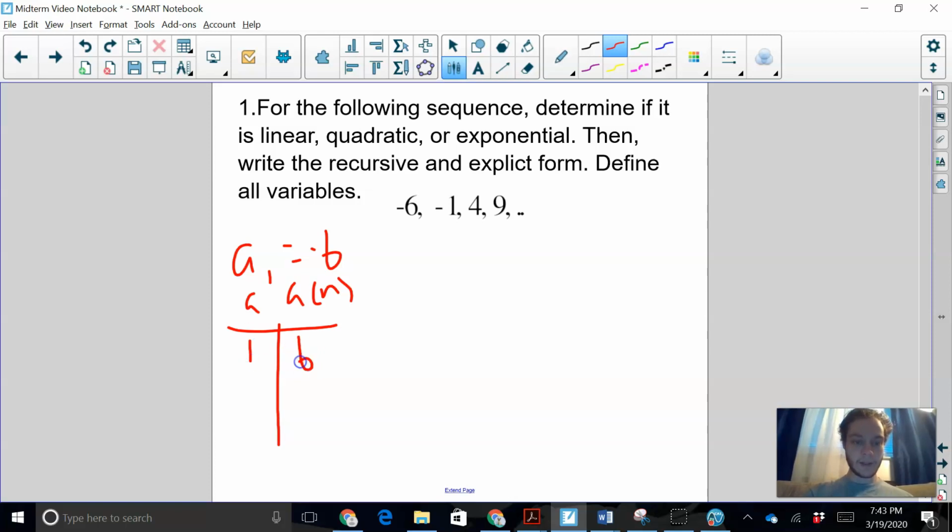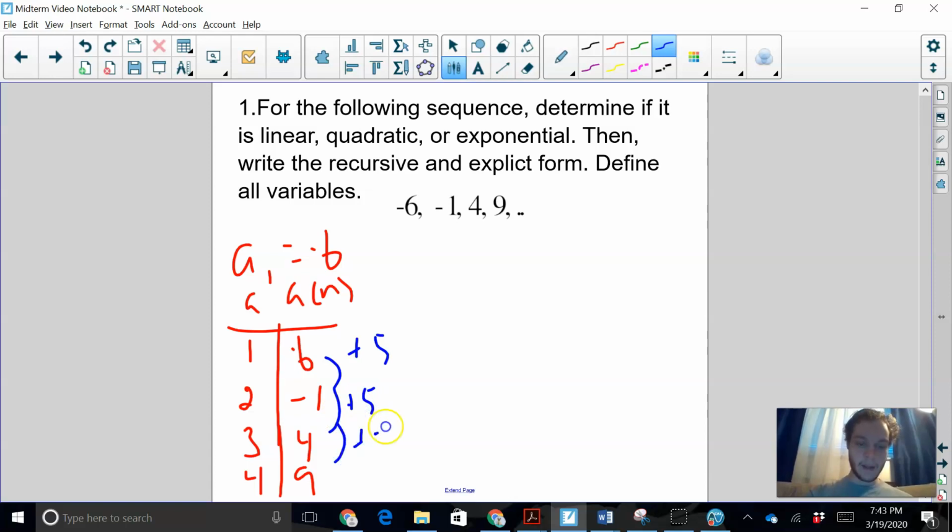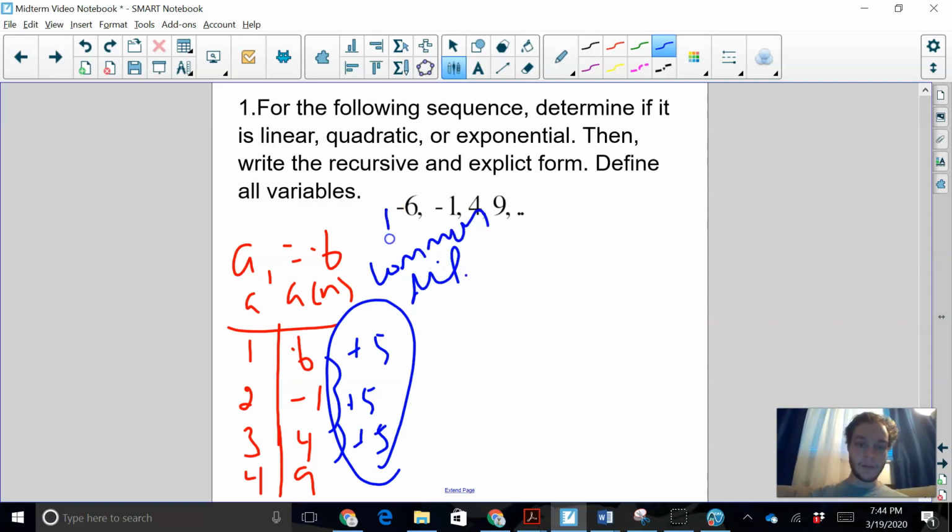Okay, so our first term is negative 6. Our second term is negative 1. Our third term is positive 4, and our fourth term is 9. So what is the difference between negative 6 and negative 1? We have to add 5. From negative 1 to 4 we have to add 5, and from 4 to 9 we add 5. Now this here is called the common difference. This happens to be a first common difference because it is the first difference we found. And because it is the same or constant, we can call this a linear function. So with linear, that's my answer.